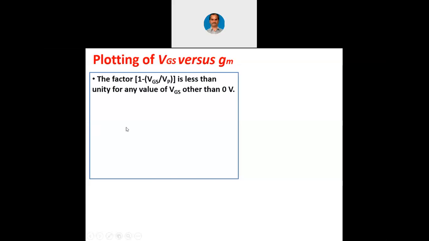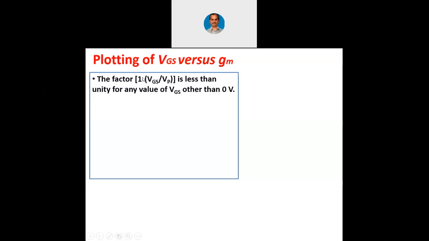The factor 1 minus VGS by Vp is less than unity for any value of VGS other than 0 volts. In fact, this 1 minus VGS by Vp is present in the mathematical expression for GM. It is present in Shockley's equation as well. Why is it less than unity? You can see here 1 minus VGS by Vp. Naturally, when VGS by Vp has some value, 1 minus something will be less than unity.